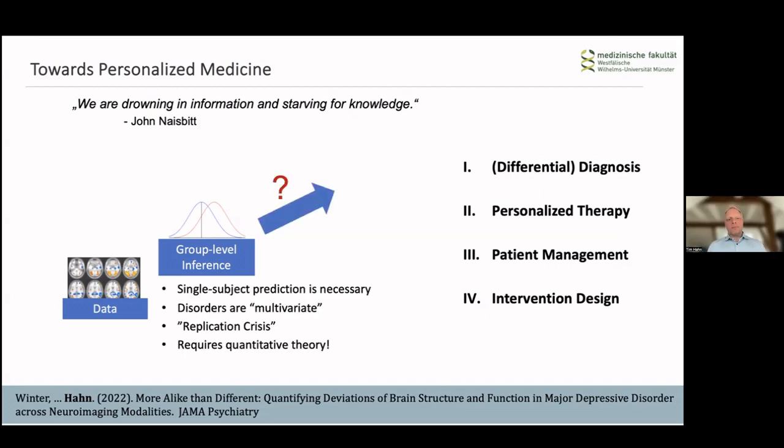It does not make as much sense if you want to make a prediction about a single subject. So whenever you want to know what's happening on average, group level inference is great. Whenever you want to know what's happening to the person that comes through the door next, then group level inference doesn't make a lot of sense. It also doesn't make a lot of sense if diseases are multivariate, meaning there is not one gene, there is not one parameter in the blood work, there is not one single part of an image.